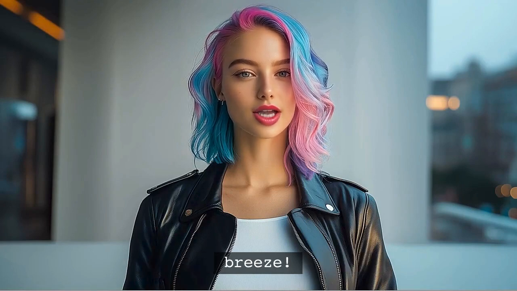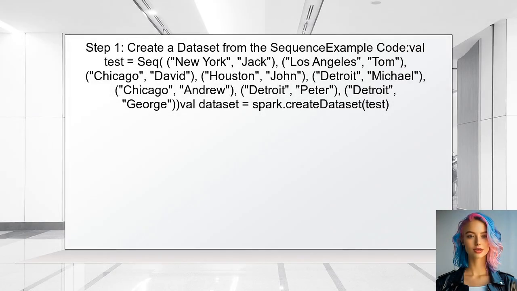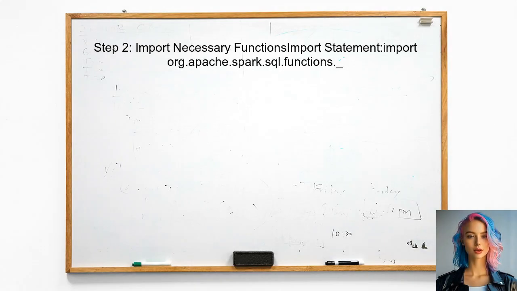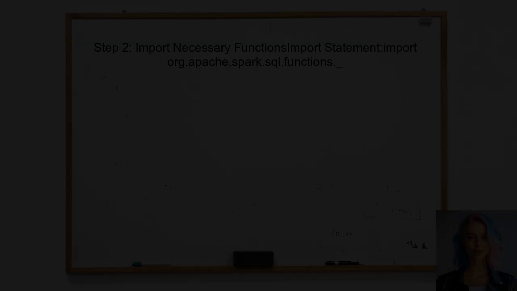To begin grouping data using a dataset in Spark, the user should first create a dataset from the provided sequence of tuples. This can be done using the SparkSession createDataset method. Next, the user should import the necessary functions for grouping. This includes importing functions from the Spark SQL library to facilitate the grouping operation.